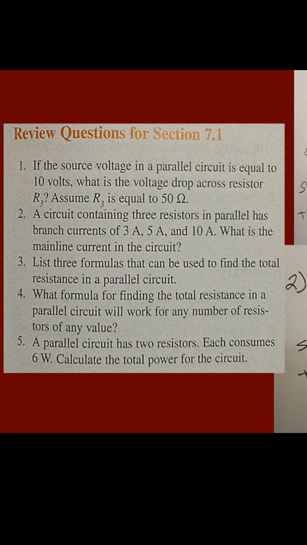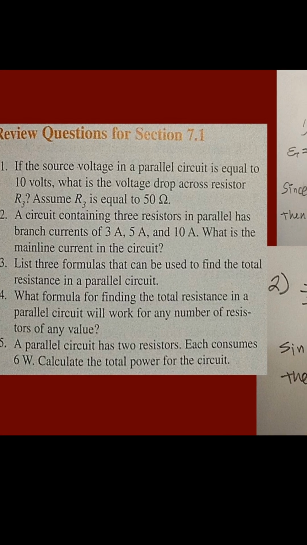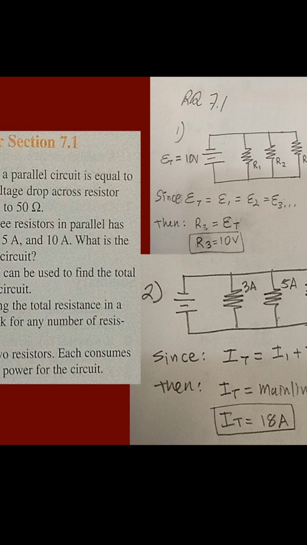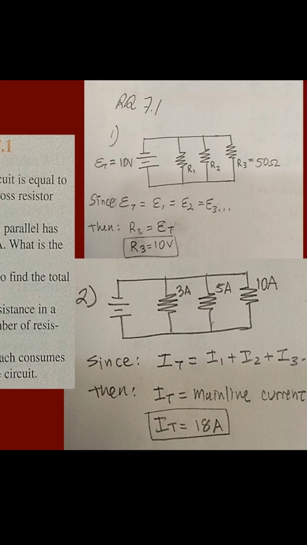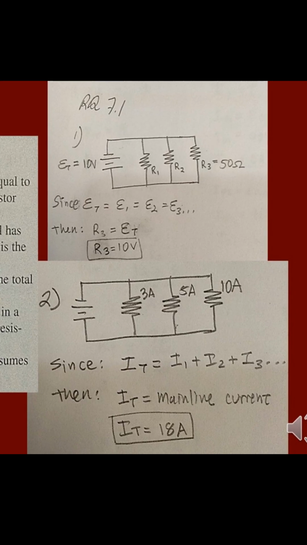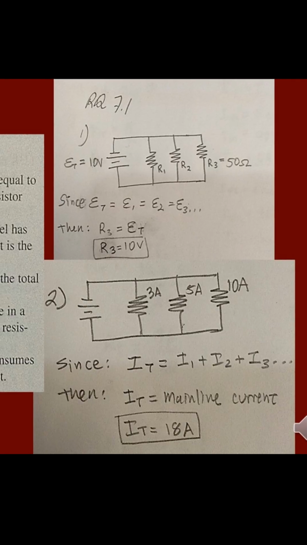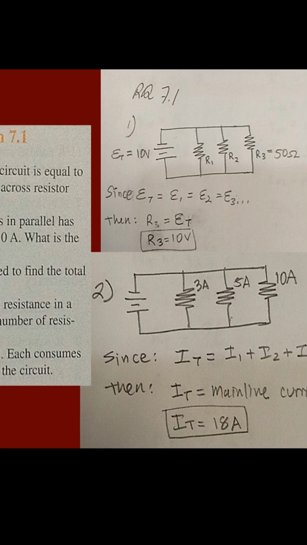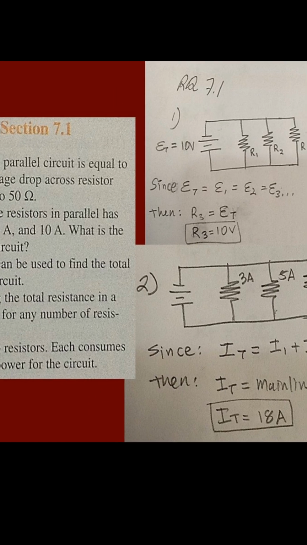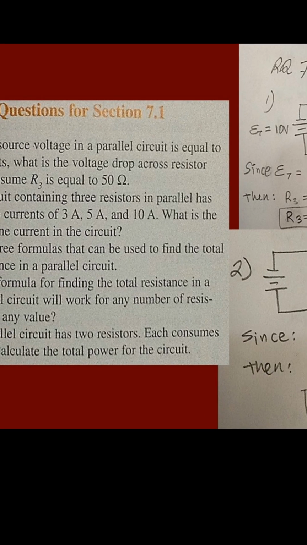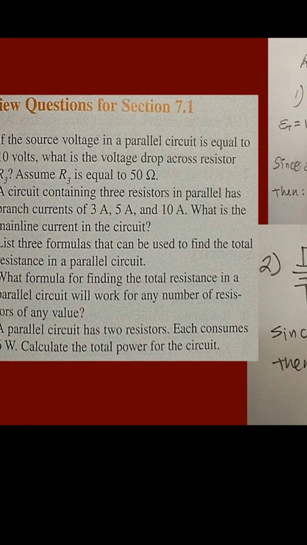Question number 2. A circuit containing 3 resistors in parallel has a branch current of 3 amps, 5 amps, and 10 amps. What is the main line current in the circuit? Remember, the main line current is the total current. Using the formula for parallel circuit current, where current total equals current 1 plus current 2 plus current 3, meaning at each branch, we add what we have already been shown, 3 amps, 5 amps, and 10 amps, which equals 18 amps for current total, or main line current.